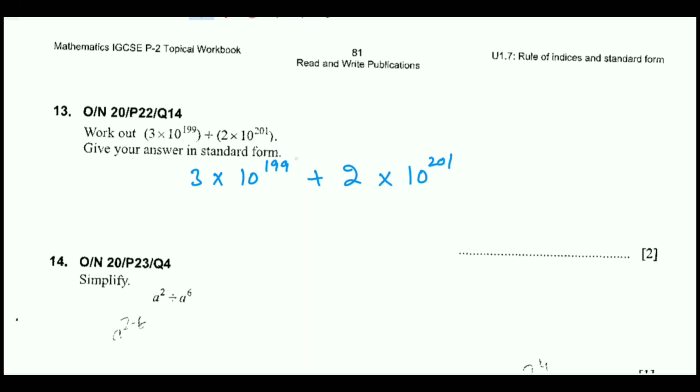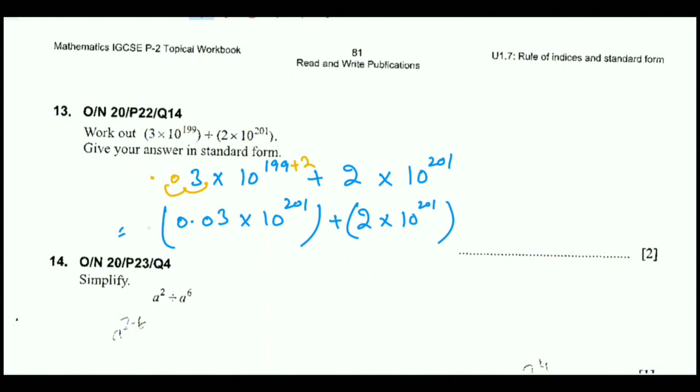So if we have to make 199 as 201, we have to add 2 and we have to move our decimal 2 numbers to the left side. So our decimal should be here. So it will become 0.03 multiplied by 10 raised to power 201 plus 2 into 10 raised to power 201. So 0.03 plus 2 will be in one bracket, and 10 raised to power 201 will be written once like that.